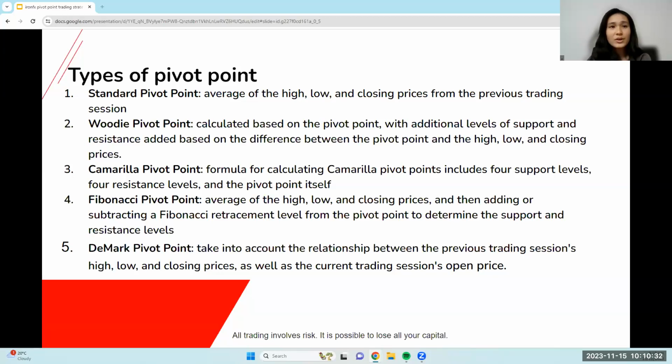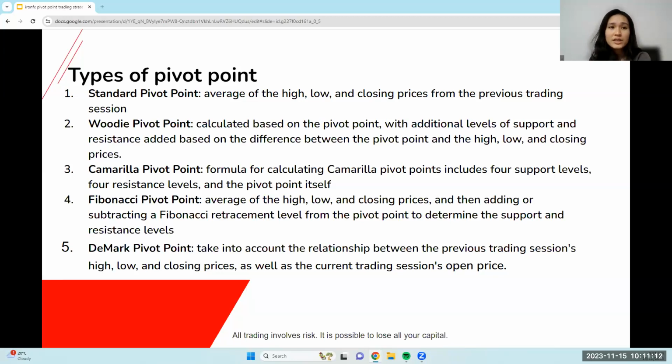Okay, and then our second point is the Woody pivot point. This method uses a really similar calculation to the standard pivot point that we just talked about. The only difference is that there is a different weighting of the pivot point, like the high, the low, and the closing prices. The support and resistance levels are calculated based on the pivot point, with additional levels of support and resistance added based on the difference between the pivot point and the high, low, and closing prices.